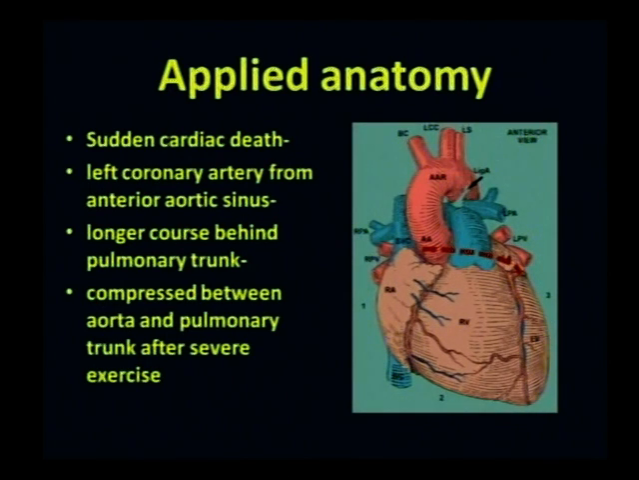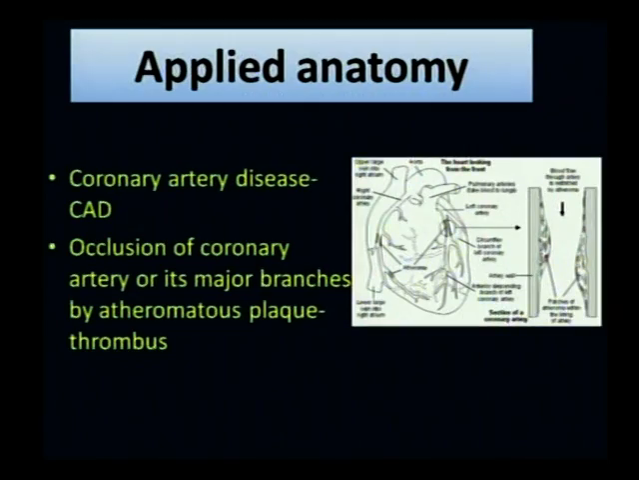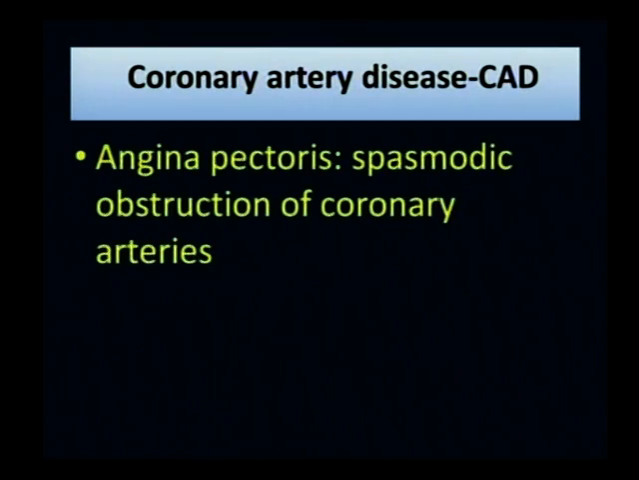The next applied aspect we are going to see is coronary artery disease. Coronary artery disease is the obstruction of the coronary arteries by atheromatous plaque. If the main coronary arteries or their major branches are blocked by atheromatous plaque, or the plaque breaks and forms a thrombus, then it blocks the coronary artery. This causes coronary artery disease.